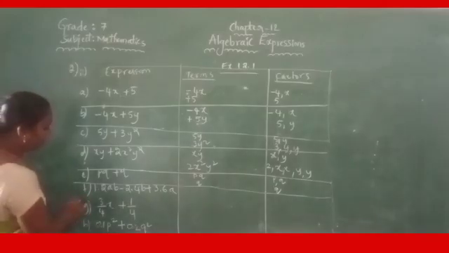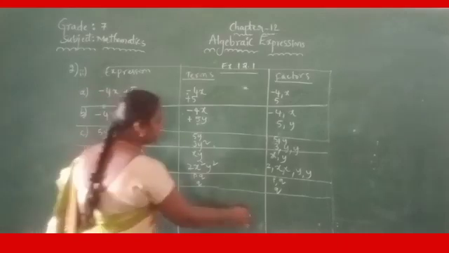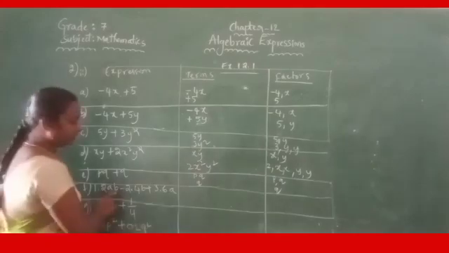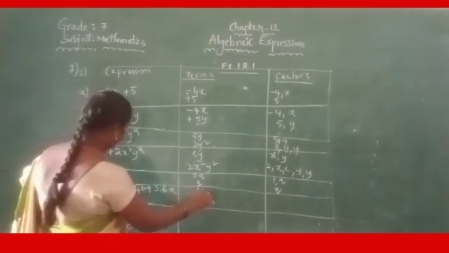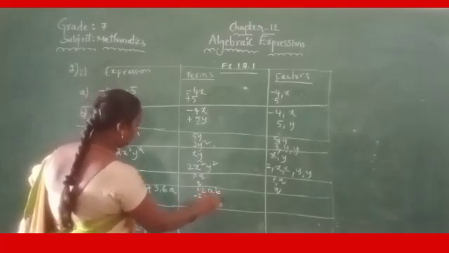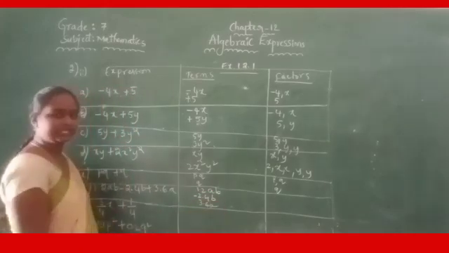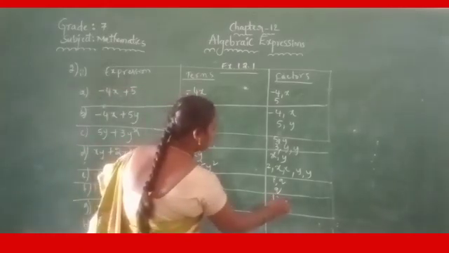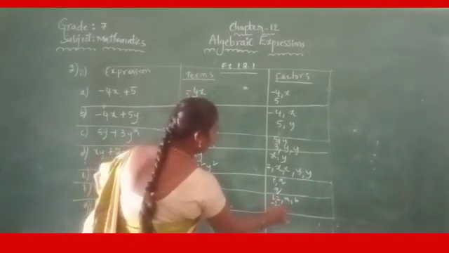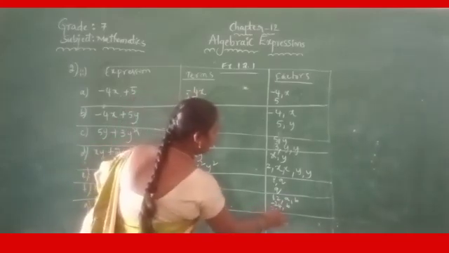Right. So here 1.2ab minus 2.4b plus 3.6a. How many terms? Very good, 3 terms. First is 1.2ab. Second one is minus 2.4b. Third term is 3.6a. What are the factors? 1.2 comma a comma b; minus 2.4 comma b; 3.6 comma a.